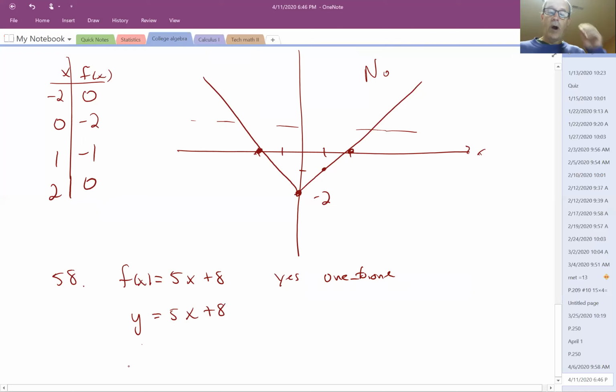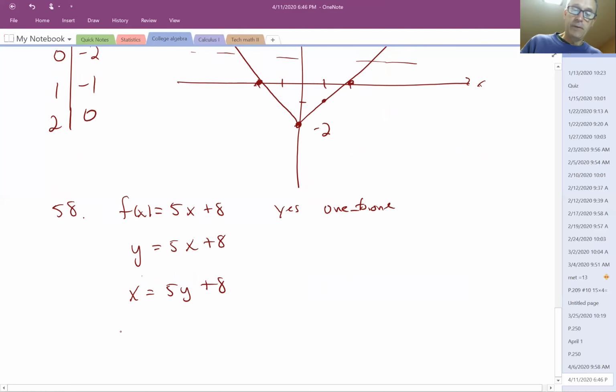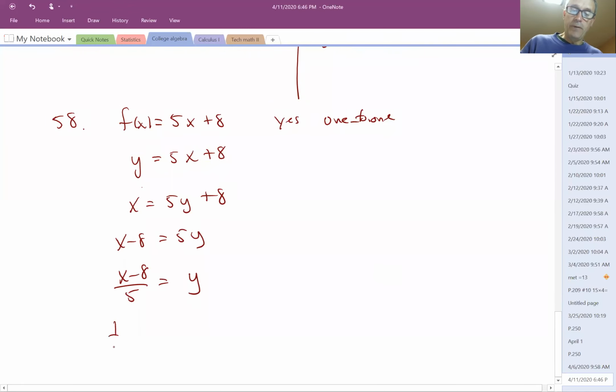Well, first set it to y. Now, we already learned what to do, didn't we? Switch it. Except I want to take it a step further this time. I want you to get y by itself. Divide by 5. If we're smart, the best way to write it would be 1/5 x minus 8/5. That's your y equals mx plus b format. I think that's a little bit better. So there's the formula for it. That's F inverse.